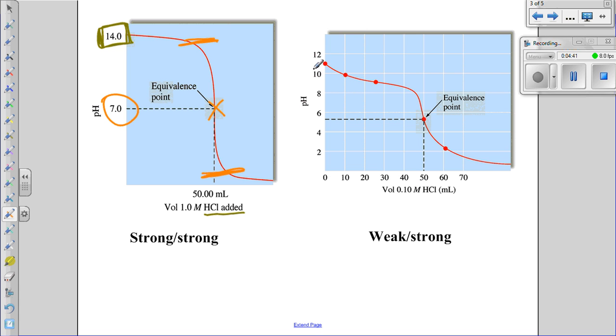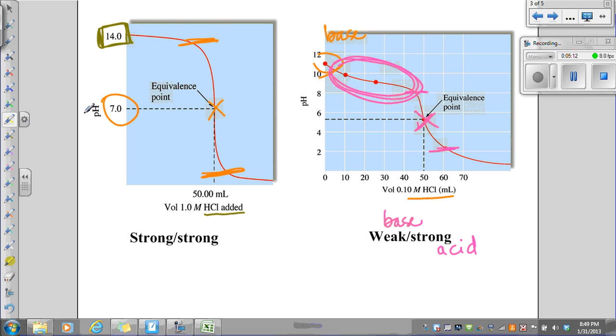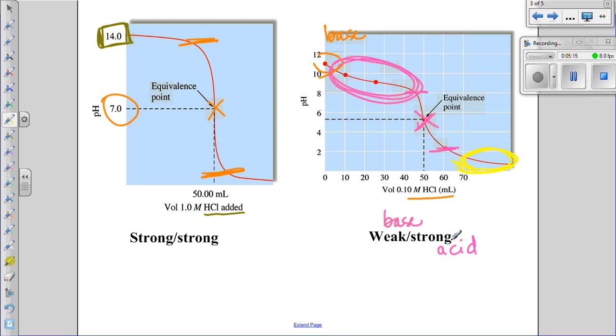as opposed to this one where I start with a high pH, so that tells me I've got a base that I am titrating with an acid because the pH ends up low. What I do here is look at the real sharp part of the curve and pick the middle, and the pH there is below 7, so I know we've got a weak base, strong acid. Here's my region of maximum buffering, and then here is where I've got excess acid.